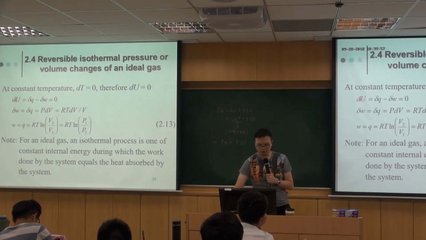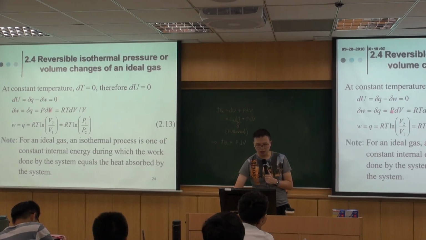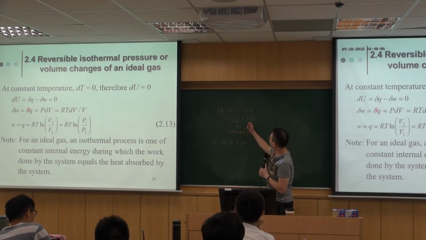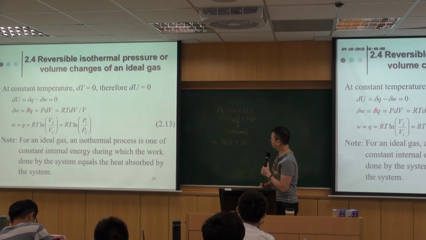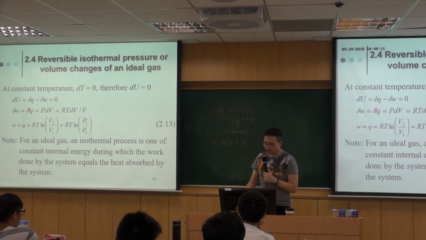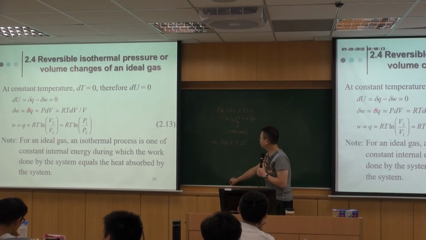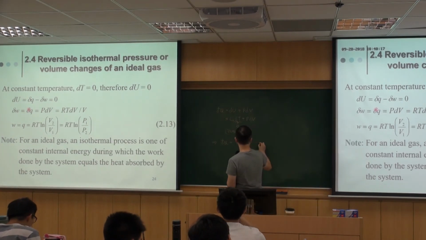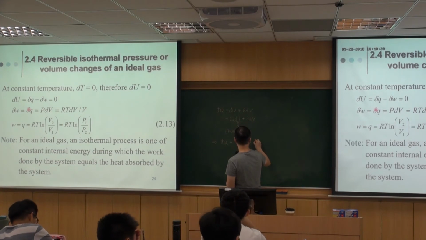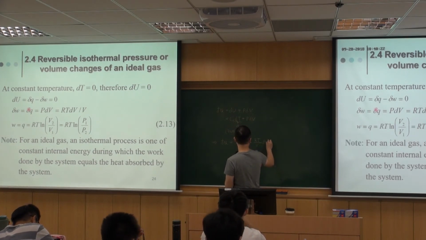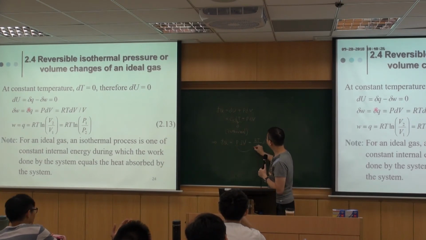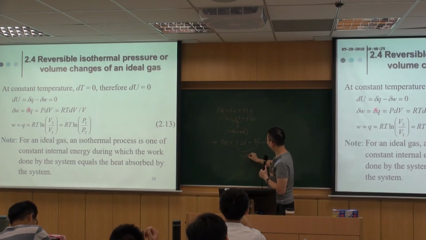dU is 0. And therefore, delta W, or the PdV work, will be directly related to the change of heat. And based on, again, the ideal gas law, this is nRT/V dV, right? This is from the ideal gas law.